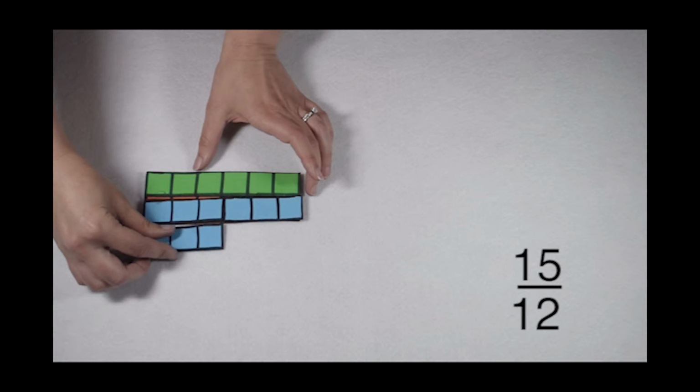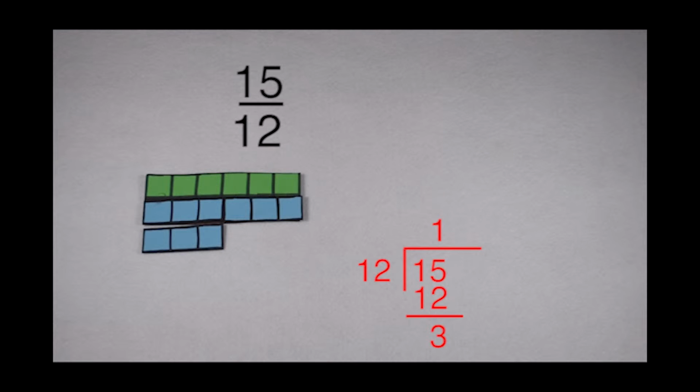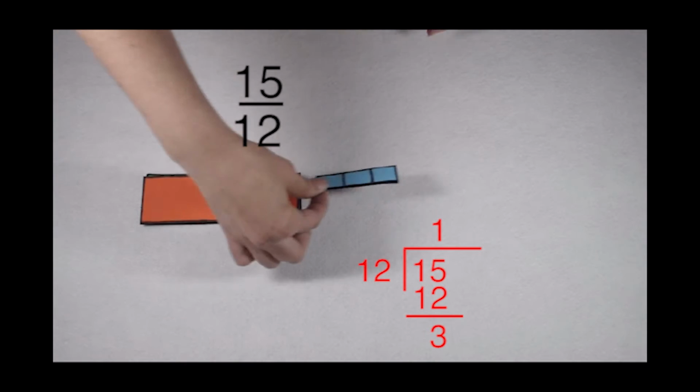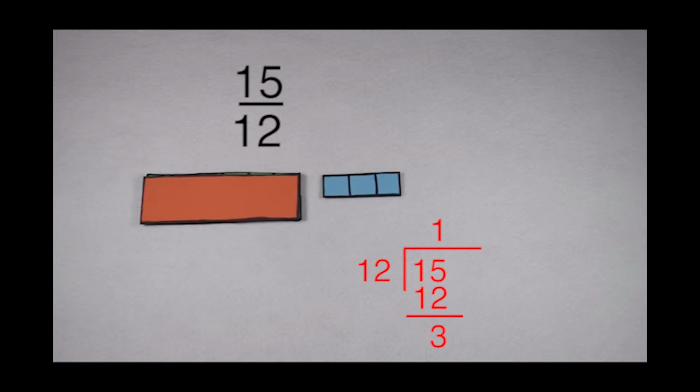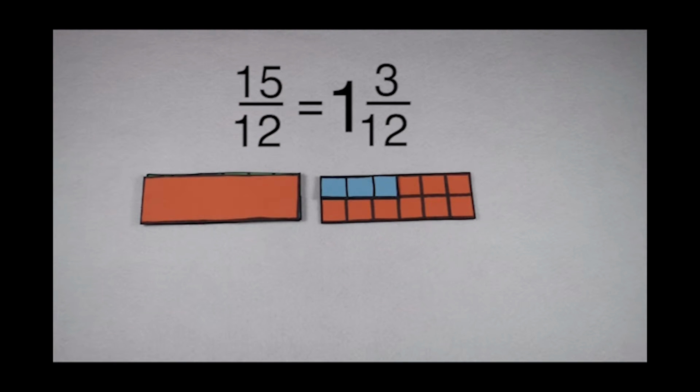Now, the first thing we notice about 15/12 is that it's an improper fraction, so we need to turn it into a mixed number. In order to do that, I need to divide 15 by 12. 12 goes into 15 once, so I can put these 12 pieces together to make one whole group. I now have a remainder of 3. That remainder of 3 is the numerator part of my fraction, so we're at 1 3/12.